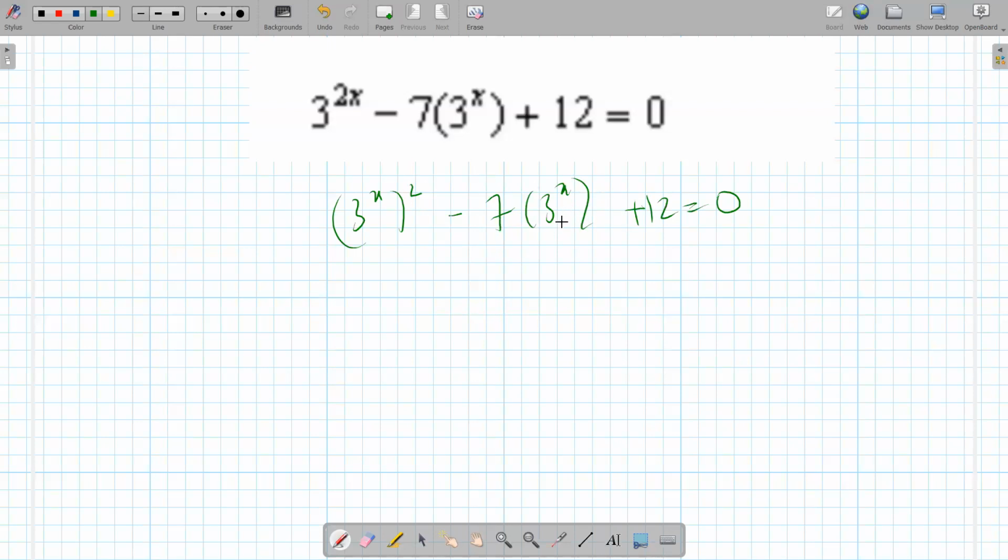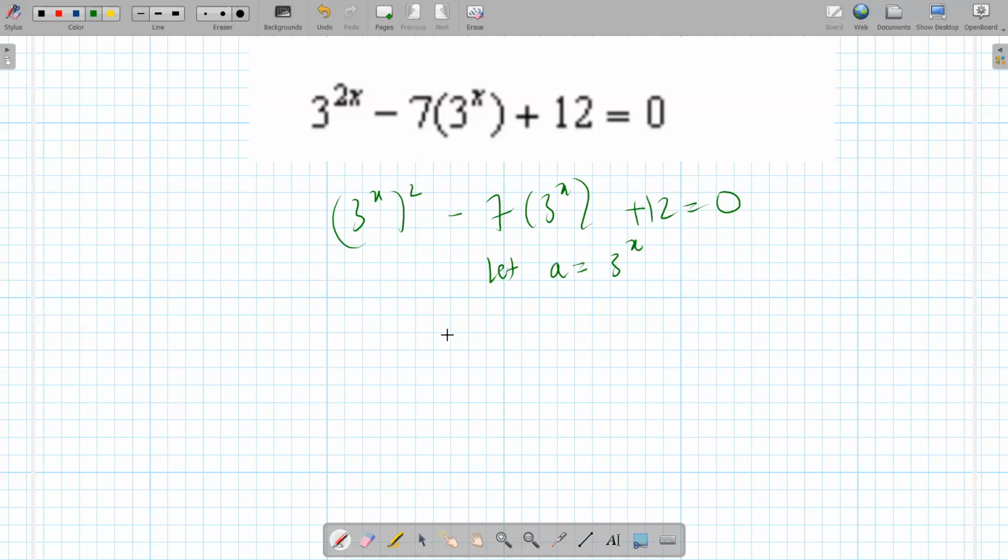This is a quadratic disguised as an exponential. So what you want to do is, first step, identify it. Second step, you don't have to do this, but I'll just show you what's going on. You want to make a quick substitution to see exactly what's going on.